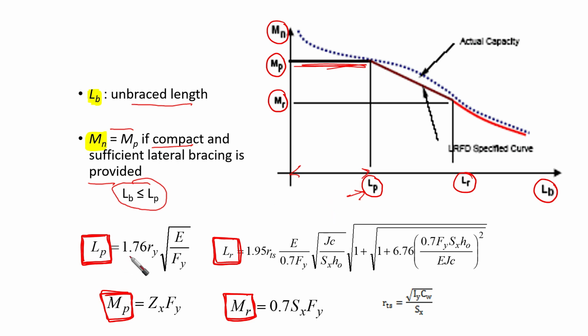It is going to be 1.76 RY. Take care, we are talking about RY, the smallest radius of gyration. Okay, RY. If I ask you why we didn't use RX, because we are expecting what? Yes, lateral torsional buckling. So the behavior is going to be something like this. We are expecting the section to move laterally.